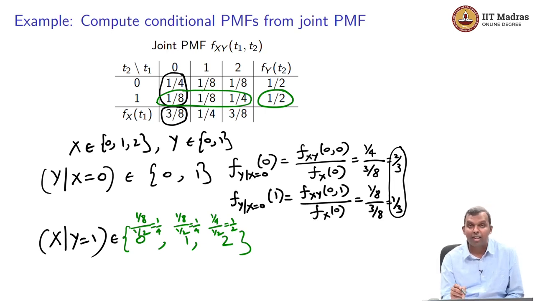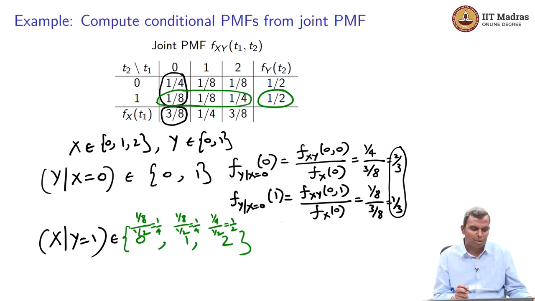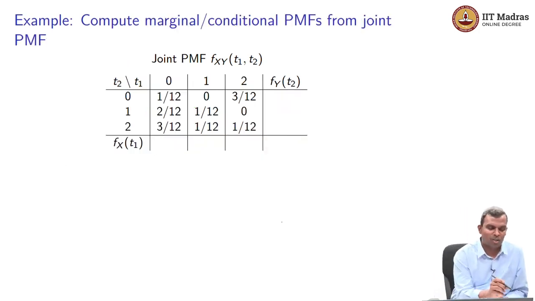So this way you can quickly see how to find the conditional distribution. Any conditional distribution I give you, you identify the row or the column and simply take that, divide by the marginal that comes below it. That's it, that gives you the conditional PMF. Very easy and straightforward way to find conditional PMF. So let's do one more example to convince ourselves that we have understood this.